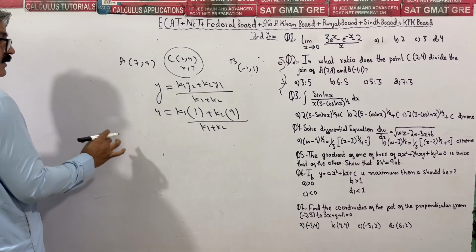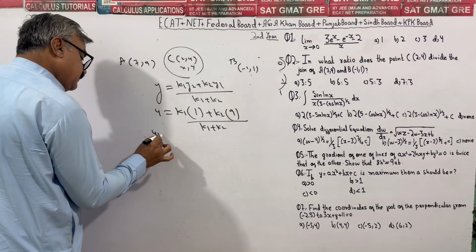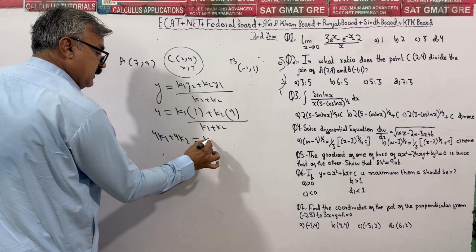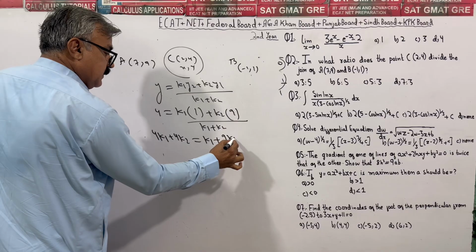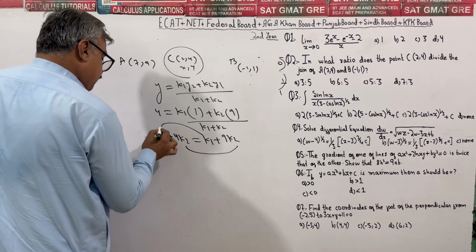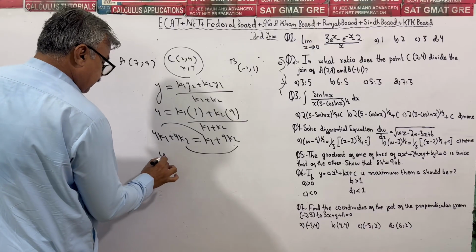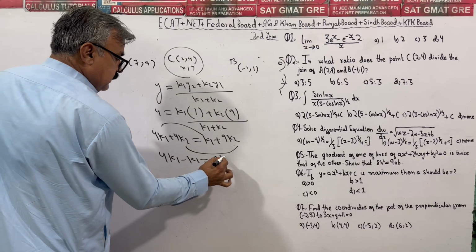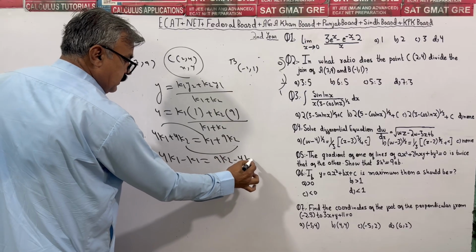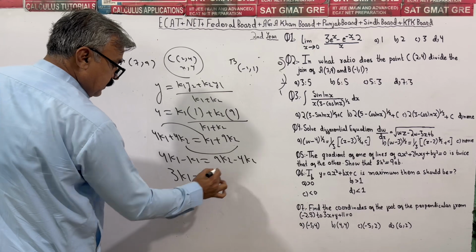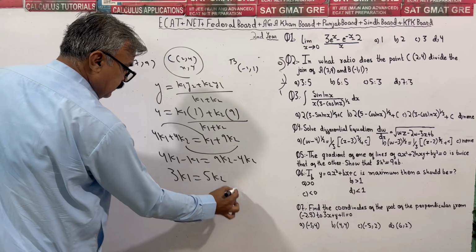Manage k1 plus k2 on the left hand side. It will become 4k1 + 4k2 equals k1 + 9k2. Keep k1 on the left hand side and k2 on the right, separating them: 4k1 - k1 equals 9k2 - 4k2. What do we have? 3k1 is equal to 5k2.